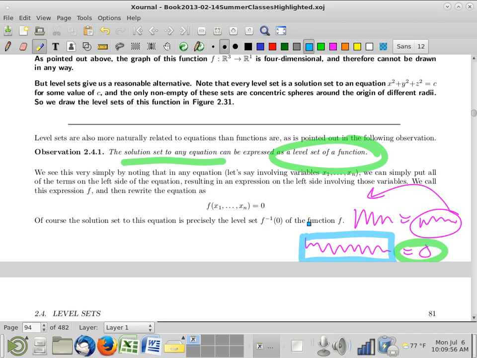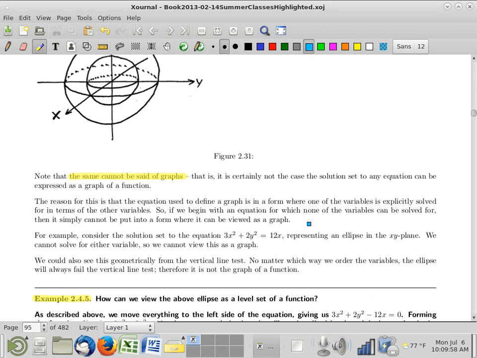Level sets are awesome in this sense, and I observe you cannot say the same thing about graphs. Not every equation can be viewed as the graph of some function. Take this one here, for example. It's not the graph of anything. This fails the vertical line test. And this is an ellipse, sort of a shifted ellipse.